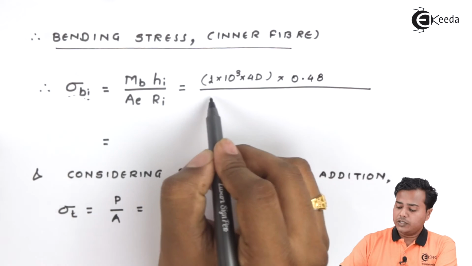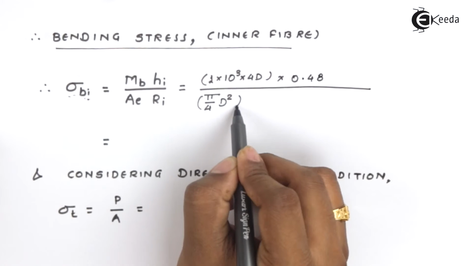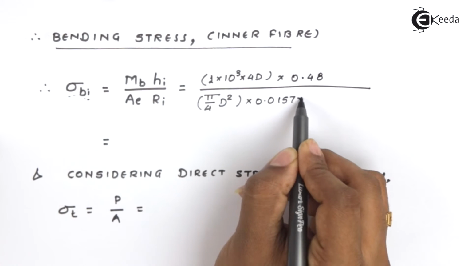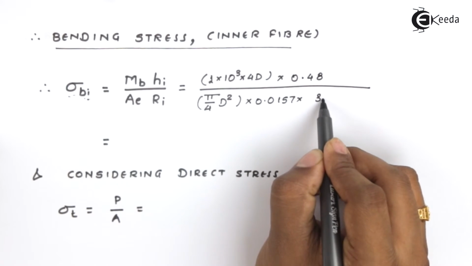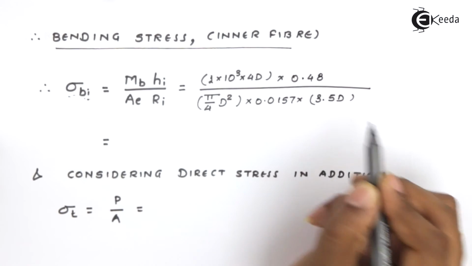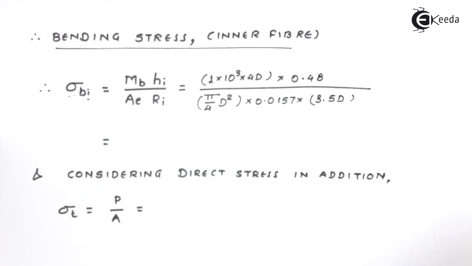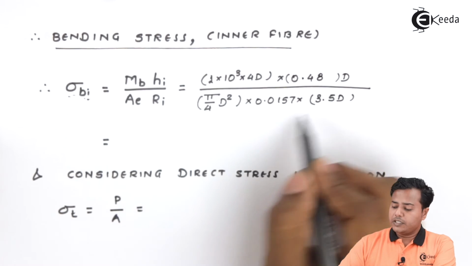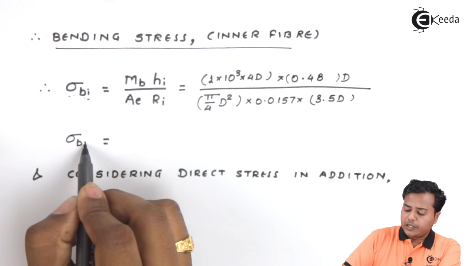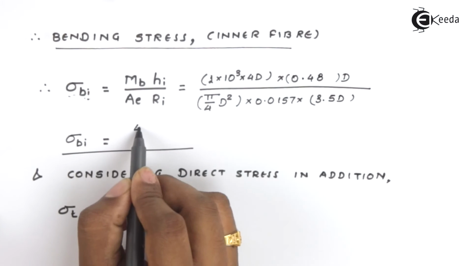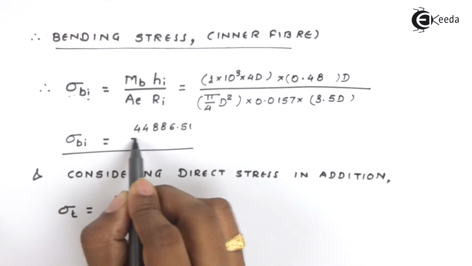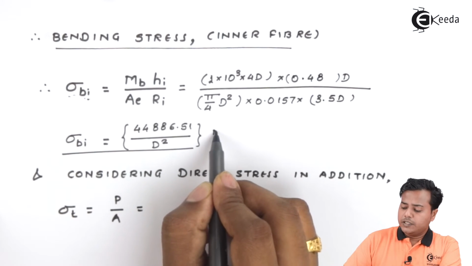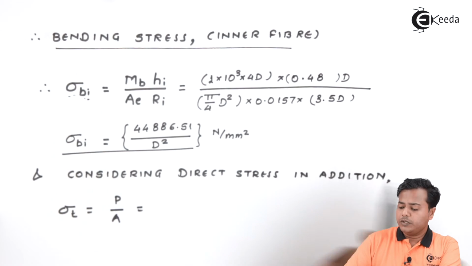the area of cross section, the eccentricity, and the inner radius, which is 3.5 times d, are the important factors that we have. So with these factors, let's evaluate this expression and get the sigma bi value in terms of diameter d, divided by d square. Since it is a stress, the value will always be in Newton per millimeter square.